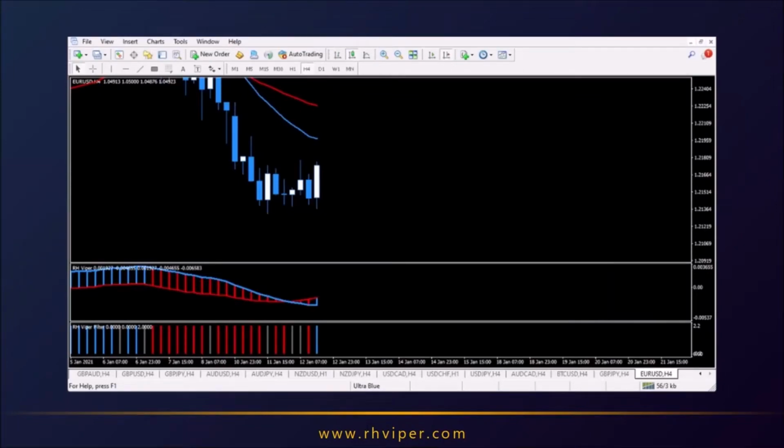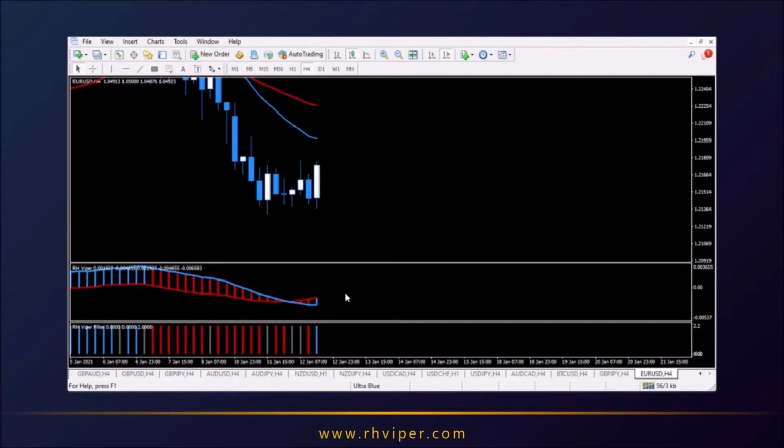This is a 4-hour time frame, and what we're looking for is an opportunity to go short. Right now, we have a trend that is down. The price is underneath the moving averages. The blue moving average is underneath the red moving average. So we've got the downtrend on the price chart.